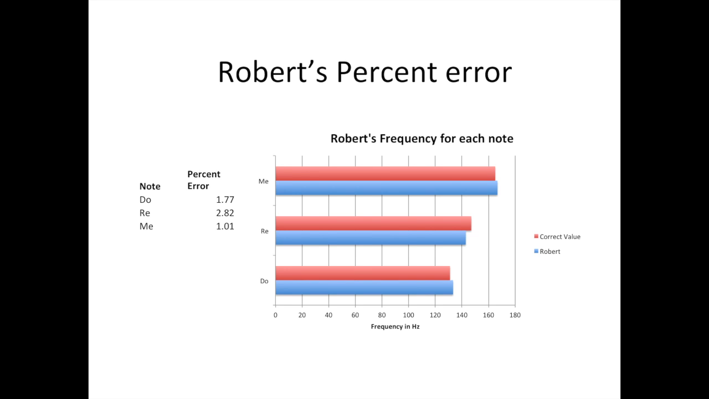As you can see from the graph, Robert's pitch was pretty close to the actual pitch. The blue is Robert's pitch, and the red is the correct value for what the frequency should be of each note. And from the percent error, you can tell that he's a pretty good singer.